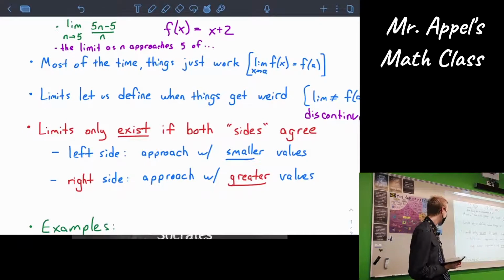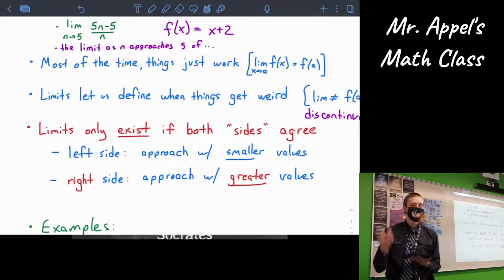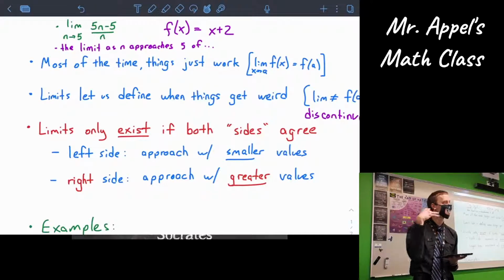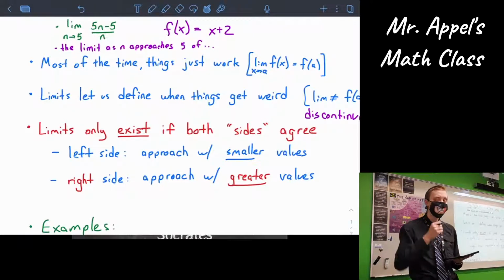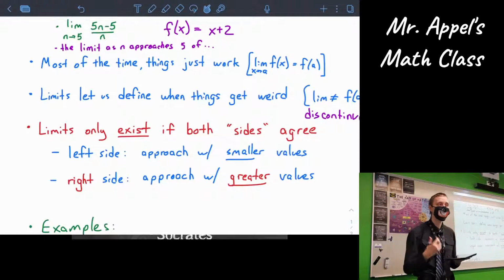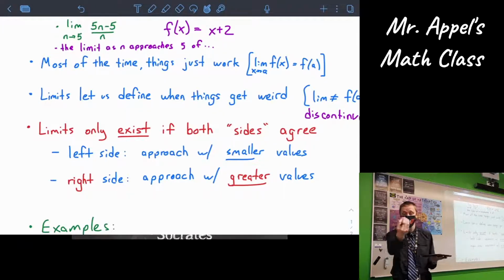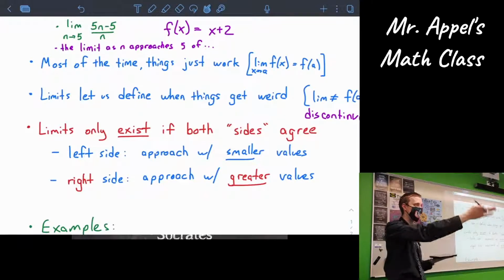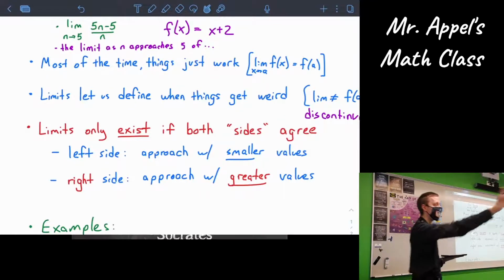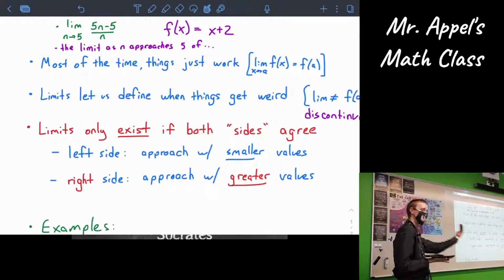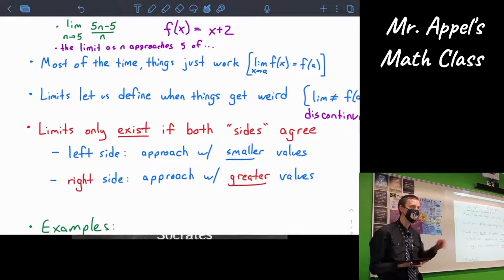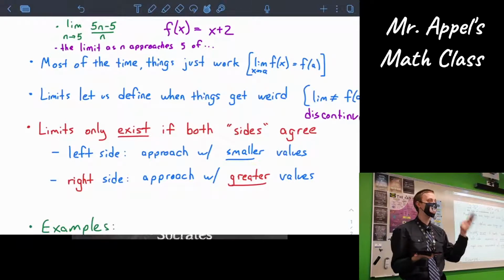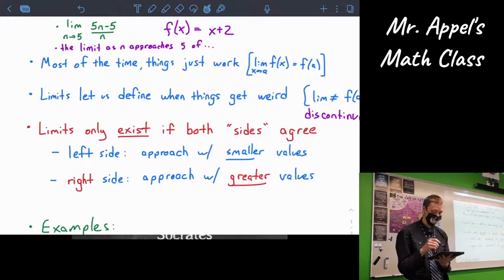Now, the other key thing to remember, the limit only exists if both sides agree. We talked about approaching this value. Well, you can approach from a number of different angles. Just like now that we have two doors in the room, right? I can approach the room from two sides. I could come in through that door, or I could come in through this door. In this case, we have the left and the right, and they are exactly as they are described, the left and right sides of the graph.